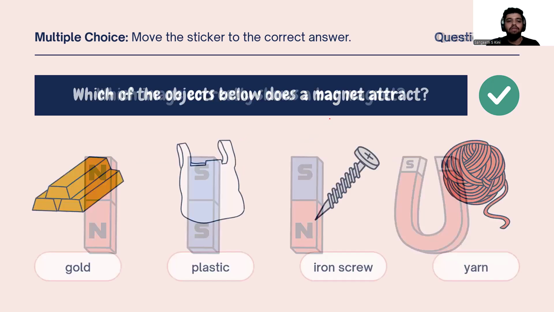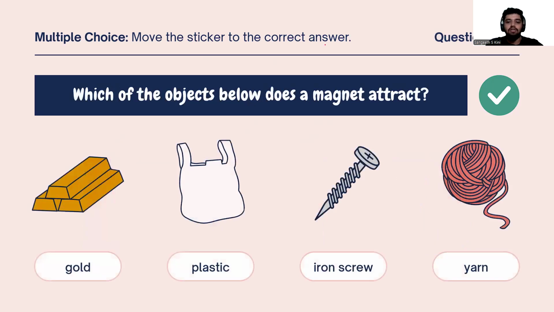So the next question is to move the sticker to the correct answer. Which of the objects below does a magnet attract? Is gold attracted? No. We already saw that nickel, cobalt, and iron are attracted. Is plastic attracted? No, it is common sense. Plastic is not attracted. Yarn is a kind of thread, so it is not attracted. So the iron screw is attracted.